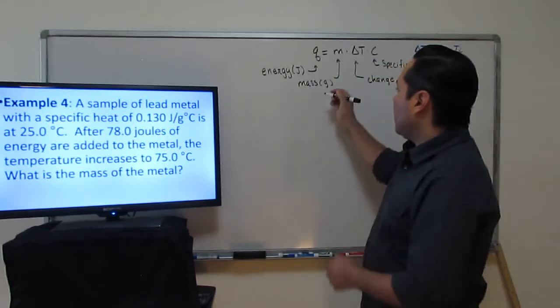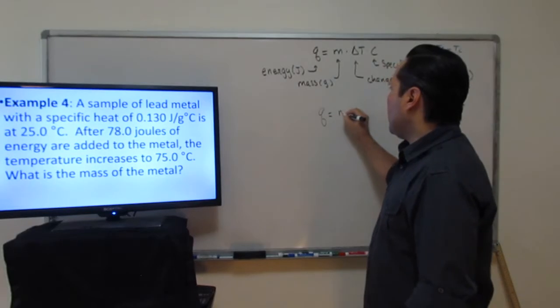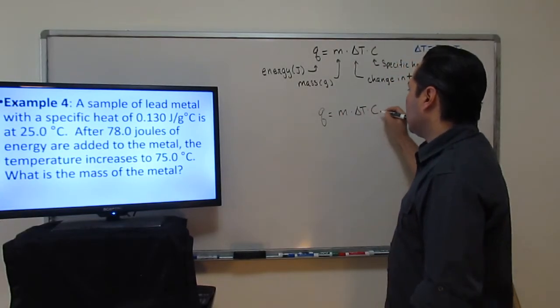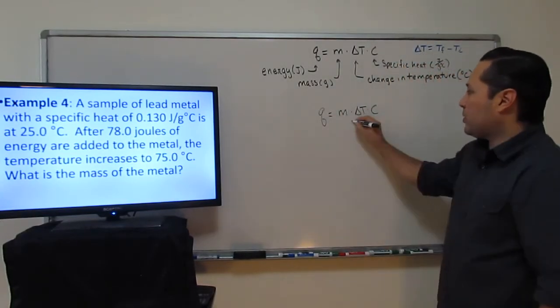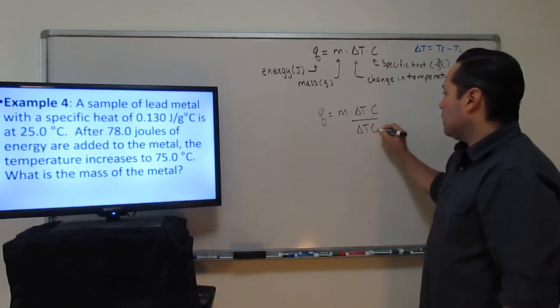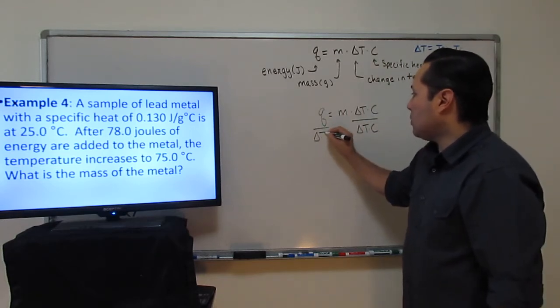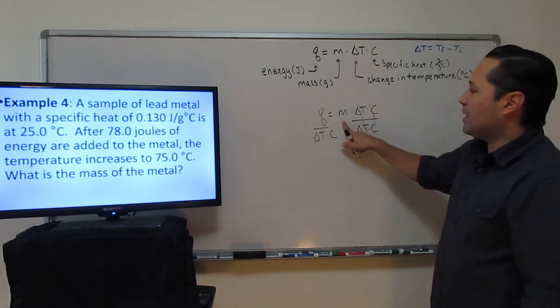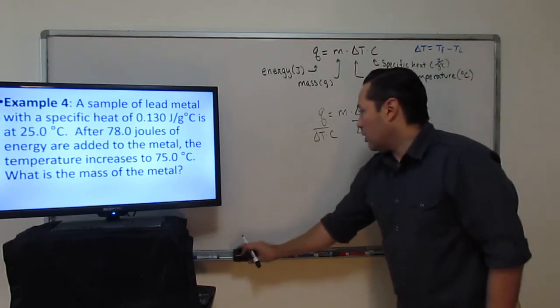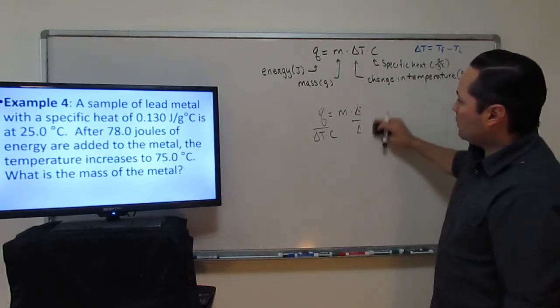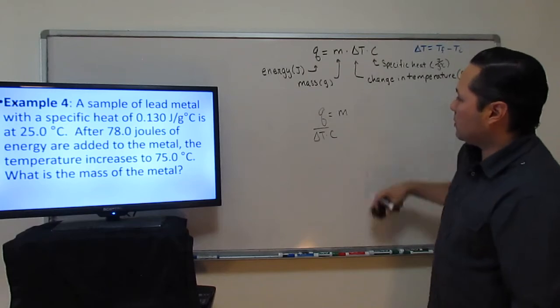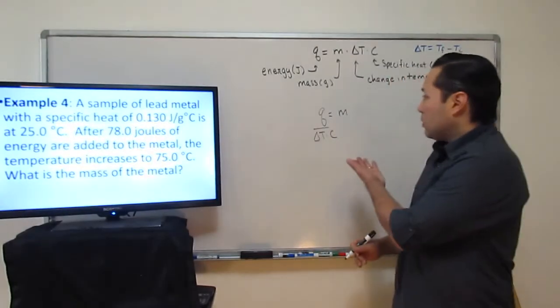So our formula is Q equals M times delta T times C. So we're going to go ahead and divide both sides by delta T and C. And what that's going to do is isolate the M for us. So I'm going to erase the delta T and the C because they canceled out. And there's our formula.